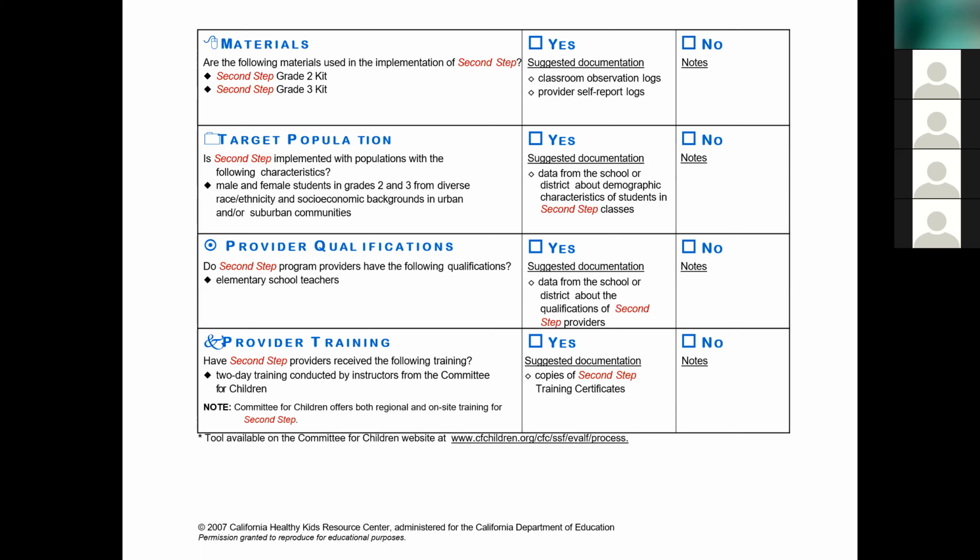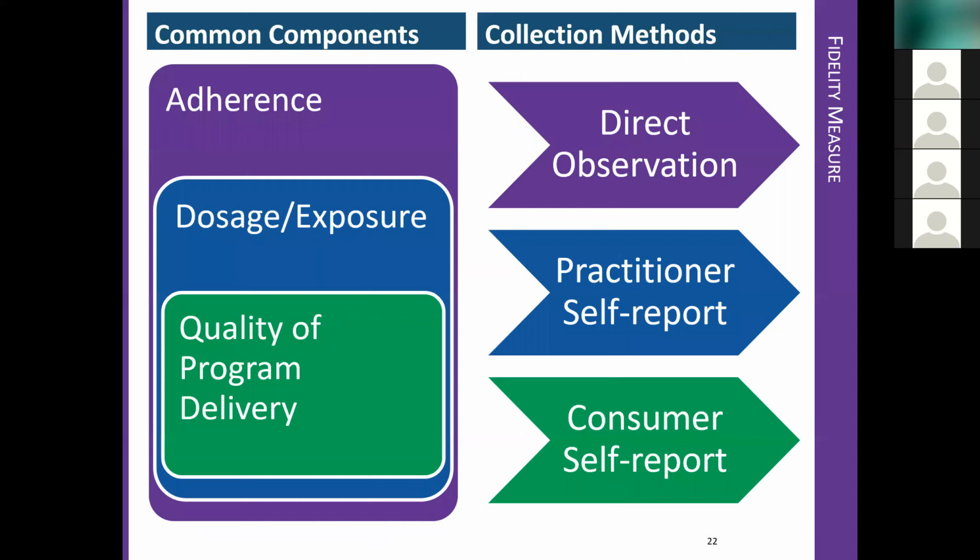All right, so now hopefully within your notes, you really have the beginnings of a program adherence or program monitoring tool that you begin to really think about, those core components and what they might look like. As we've talked about, some common components are adherence, dosage and exposure, quality of program and delivery, training, as well as other pieces.